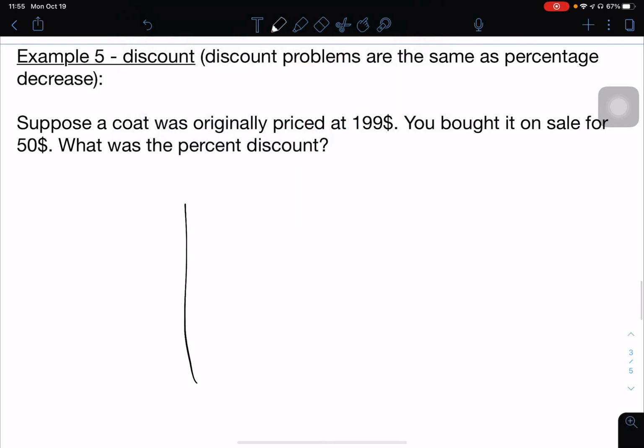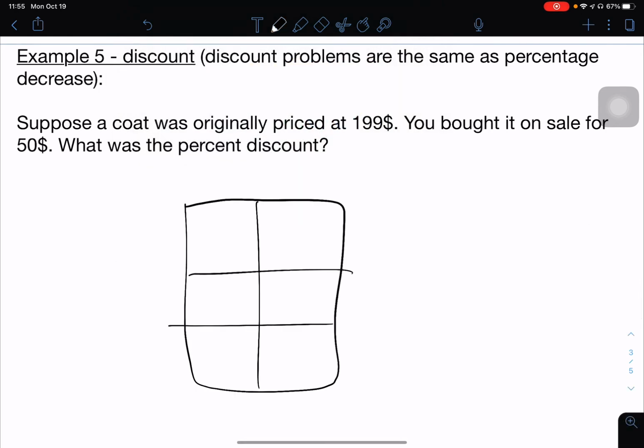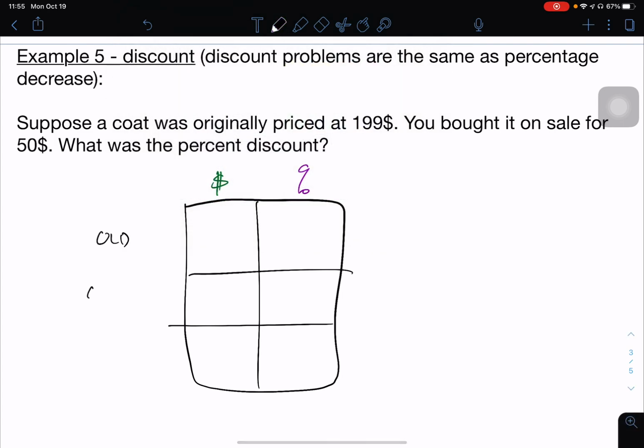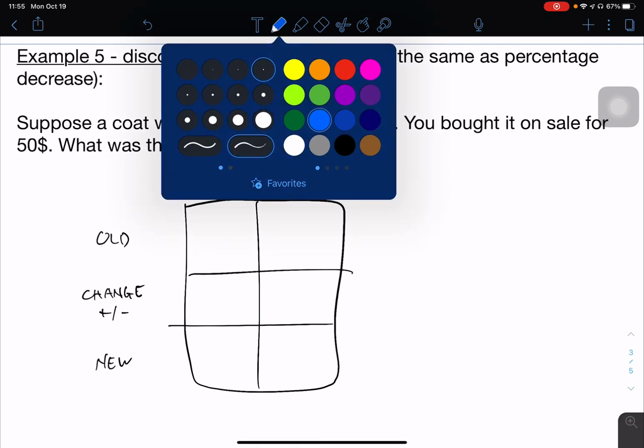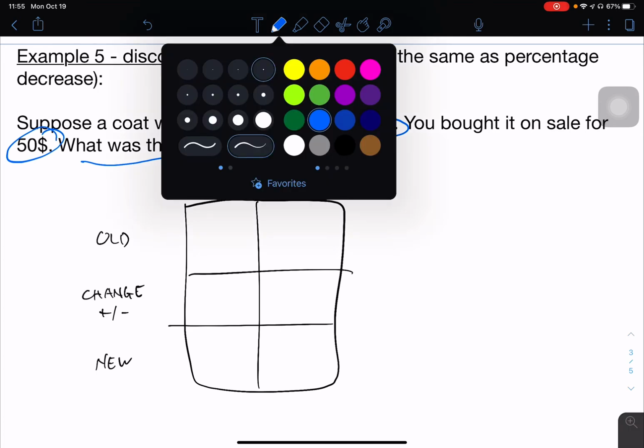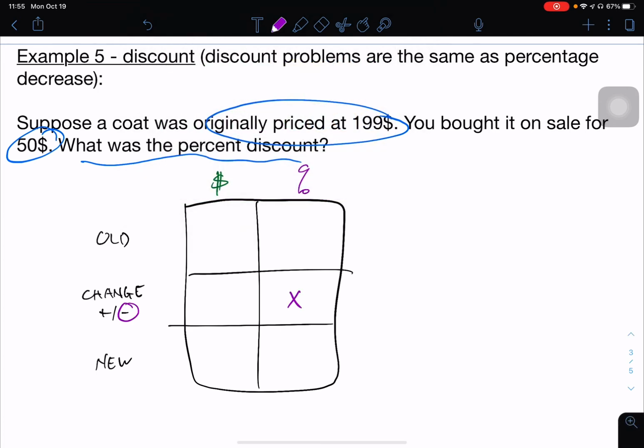So same thing, got our box. Dollars, percentage, old, change, plus or negative change, and then new. So this one's different because now I'm asking for a percentage. We haven't seen that yet. So we got originally priced at $199, bought it on sale for $50, and then they're asking for what's the percent discount. Well, you know it's already a discount, so you know it's minus, and you're looking for this number right here.